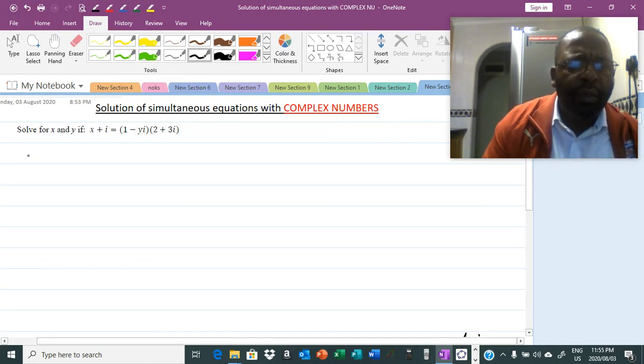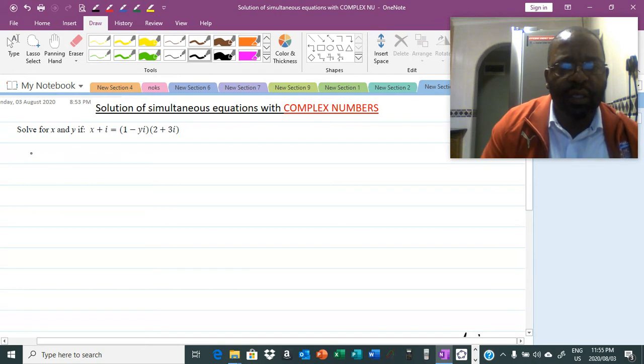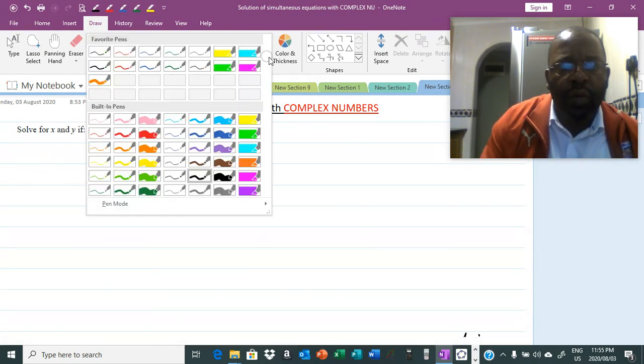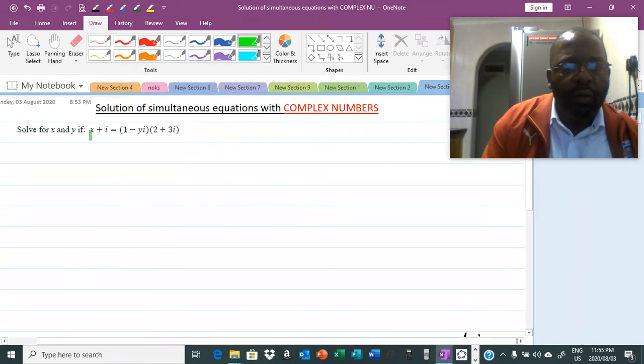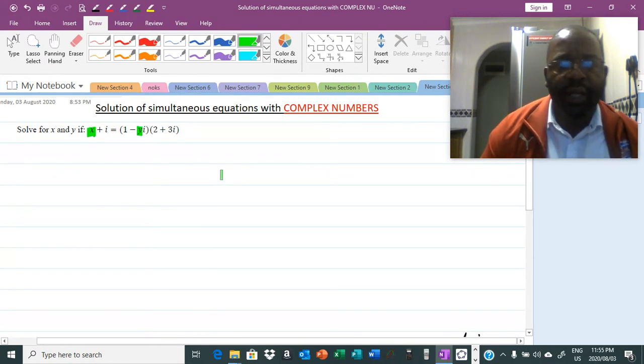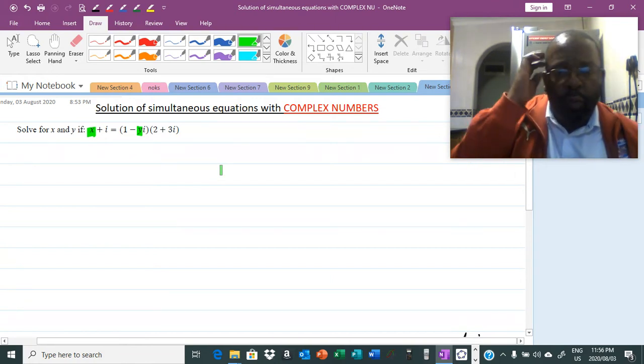Hello, everybody. In front of us here is a question on complex numbers where we are required to solve this simultaneously. Why? Because we have two unknowns. Our two unknowns are x and y. So we need to solve simultaneously for x and y in our complex number equation. But what do you know about the complex number?